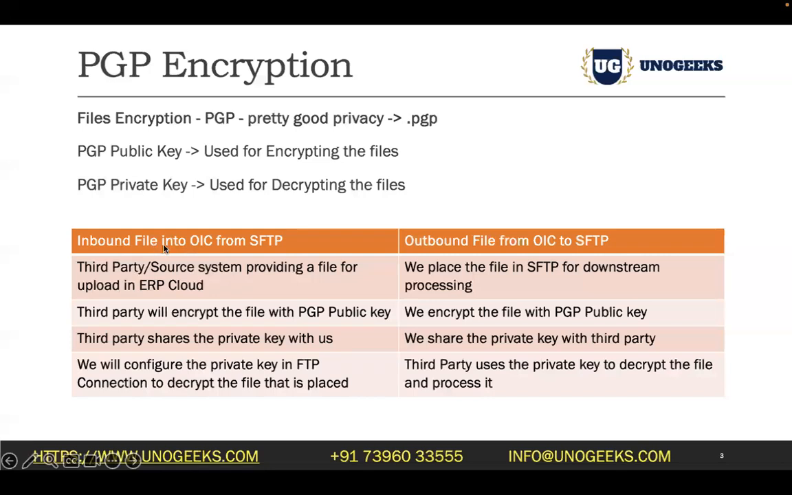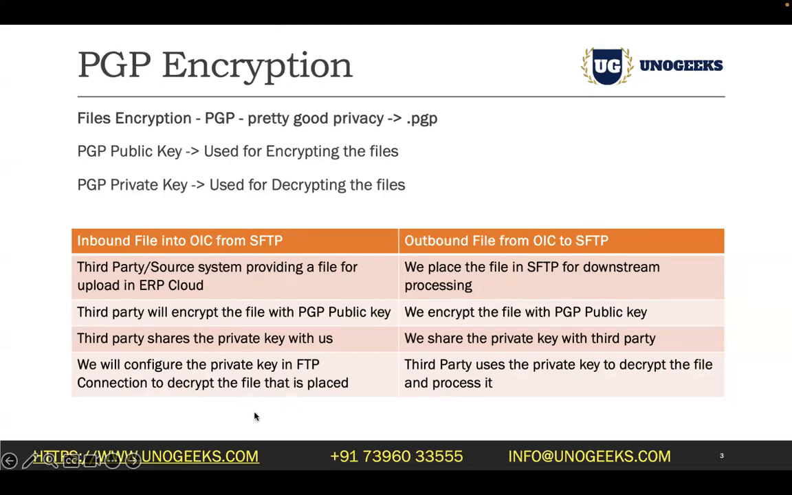So for example, if it's an inbound scenario, let's say a third-party system or a source system is giving you a file and you need to load it into cloud. And let's say that file contains sensitive information, maybe a HCM file with employees information, or let's say it is a core banking system giving you a journals file with the important information. So what is the source system or third party going to do? They are going to encrypt the file with a public key, and they would share a private key with us.